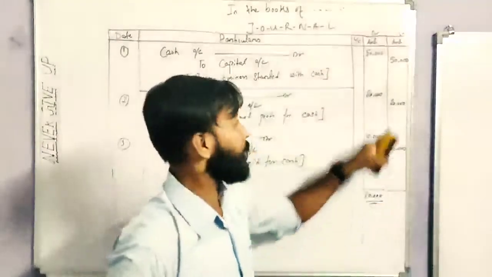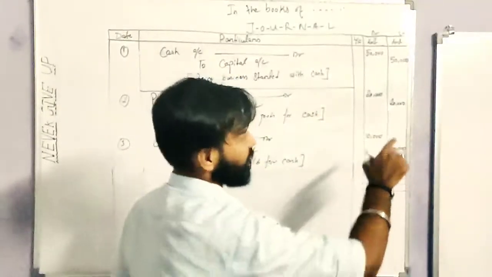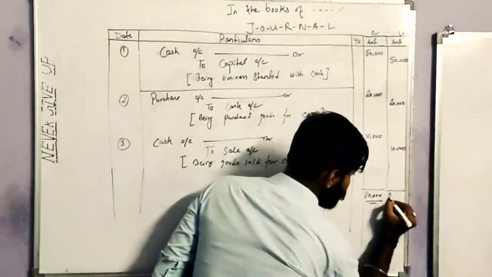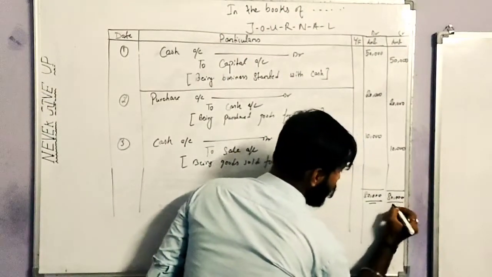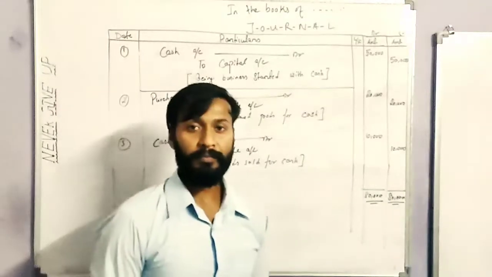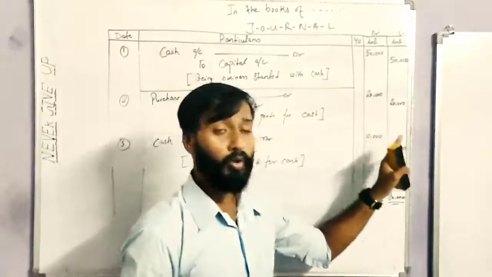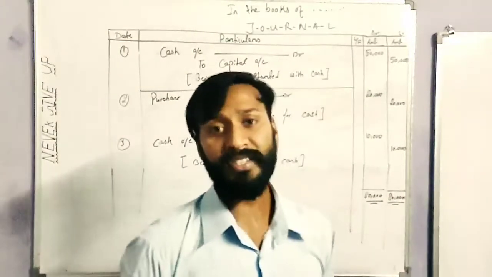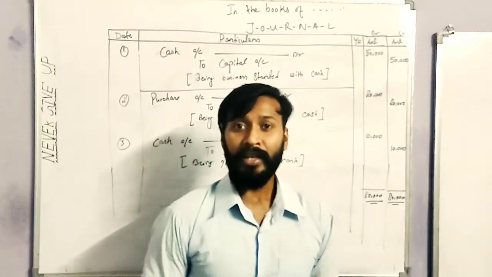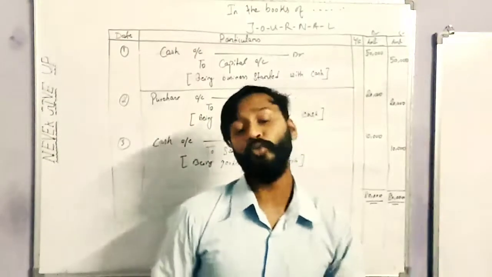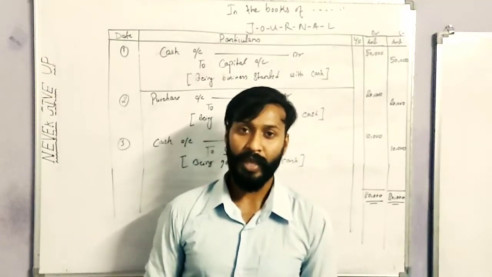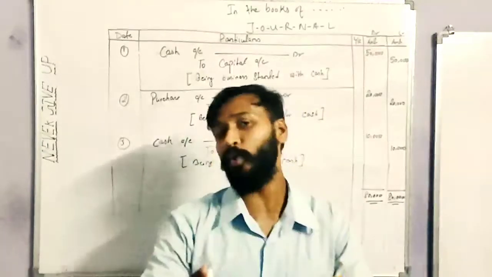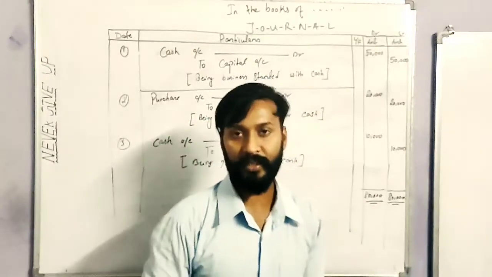Now this 80,000, same amount will come in the credit also. Let us check. 50,000 plus 20,000 is 70,000. 70,000 plus 10,000 is 80,000. This is your journal, in which always the debit side and the credit side will be equal. What I want to say is, before doing the journal, first of all, learn the golden rules of accounts, and also learn the rules of debit and credit. Once you memorize the golden rules, then you can do the journal very easily.